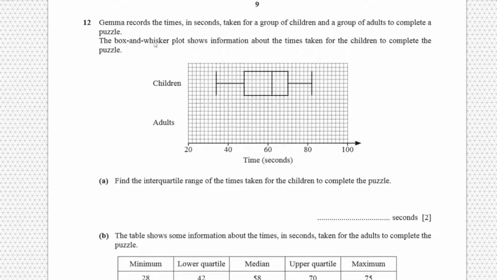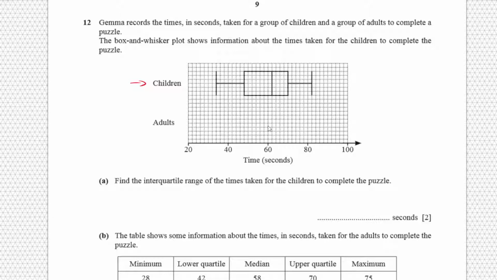Question number 12. Gamma records the times in seconds taken for a group of children and a group of adults to complete a puzzle. That's the data displayed in the box and whisker plot. This is new, I think, in your syllabus. This is a new topic. The box and whisker plot shows information about the times taken for the children to complete the puzzle.